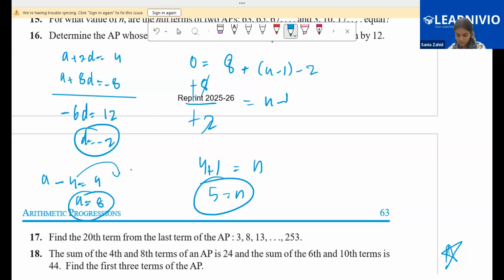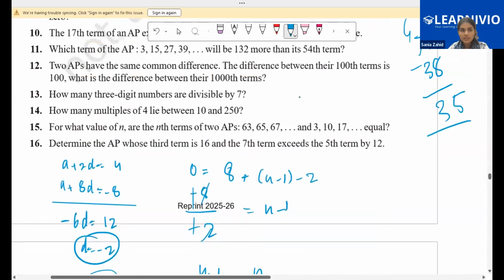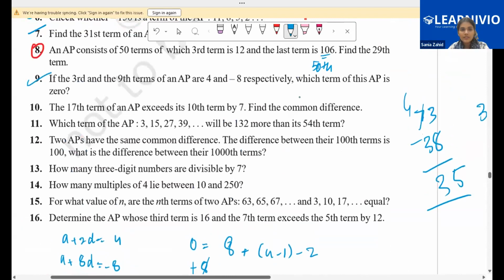You did it? Okay. Next: the 17th term of the AP exceeds its 10th term by 7. Find the common difference. Very good question. Try doing it. You will first form an equation. The 17th term is exceeding the 10th term, so you do A17 minus A10 is 7. You form this equation and try to find out.